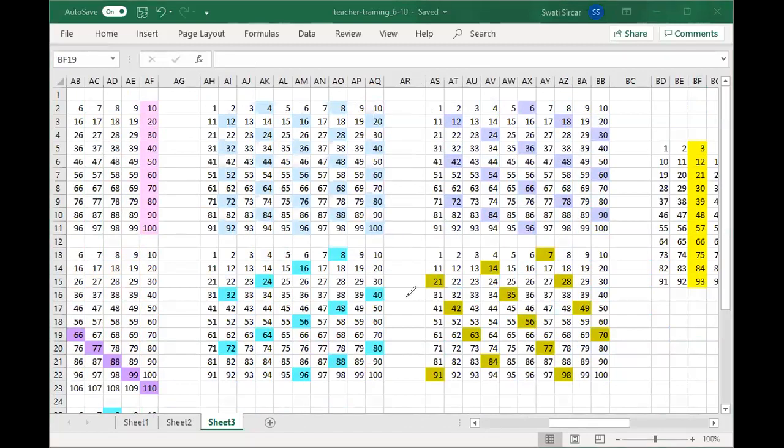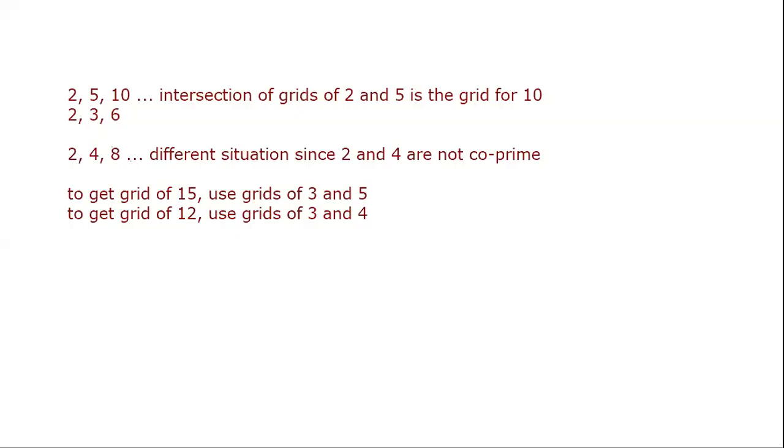Now, a lot of activities can be designed around this, and you can get children to figure out what exactly is happening, what they are doing, what their discoveries are, what insights they are getting. You can actually design even worksheets also.